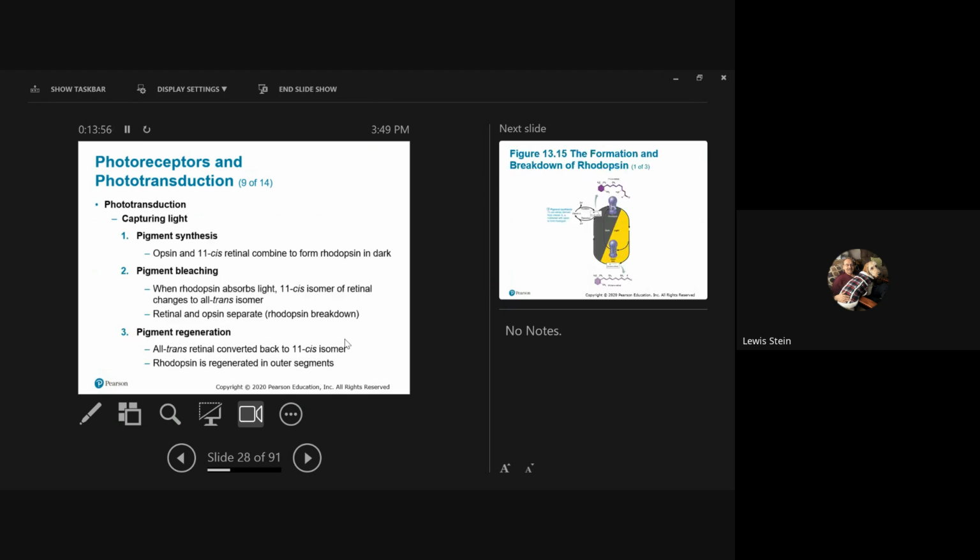So what happens, that particular opsin is in the cis form to form rhodopsin in dark. Okay, so first they make them. When it absorbs light, they call it bleaching, it goes from cis to trans, and the retinal and the opsin separate, they start to break down. Then they have to be gobbled up, recycled, and they regenerate. So all trans is eventually converted back to all cis, and the rhodopsin is regenerated in its outer segments.